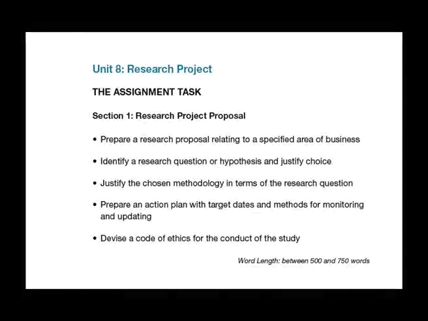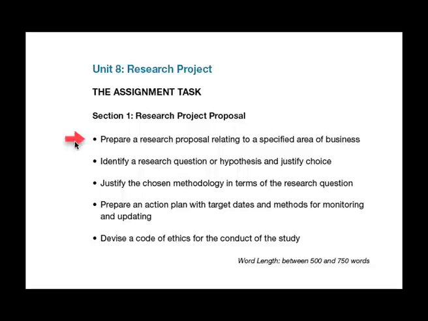Section 1 of the assignment task is the research project proposal. The proposal should be a full explanation of the topic or issue and, equally importantly, the methods of research that will be used. This is likely to be between 500 and 750 words.